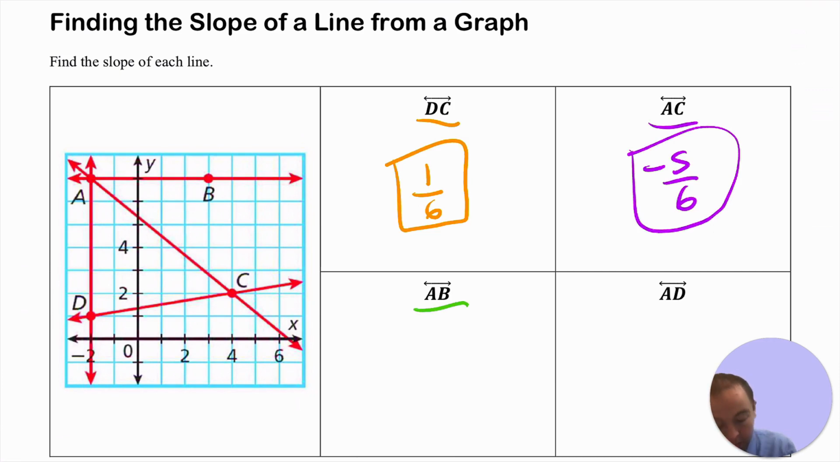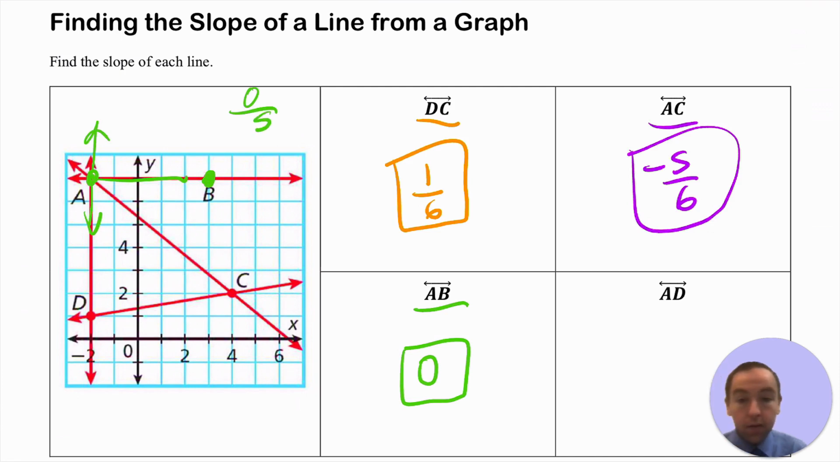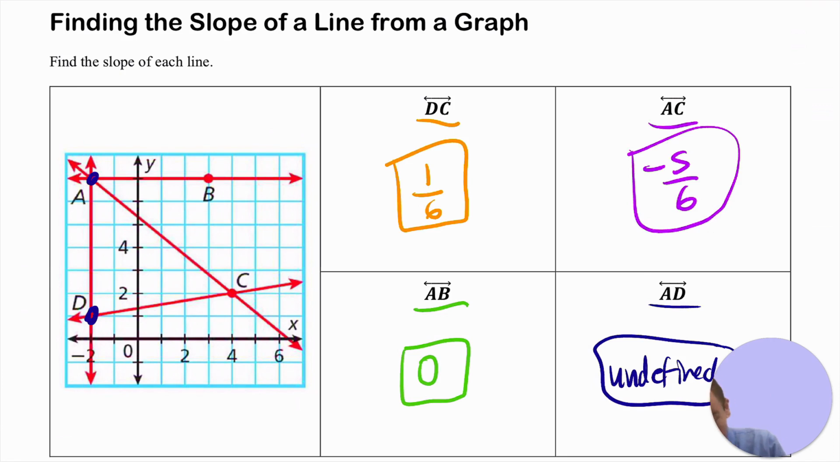Then for line AB, A is right here and B is right here. Anytime the line is horizontal, you should just know it's going to be a 0 slope. You can tell that because the rise is going to be nothing, right? So you get 0 over 5, but that's just going to reduce down to 0. And then for the last line between points A and D, you've got A here and D here. Anytime the line is vertical, you should know that the slope is undefined, because the rise is going to be 6 units, but in terms of run, you're going to have nothing because it's not moving left or right at all. So you end up with 6 over 0, and anything divided by 0 is undefined.